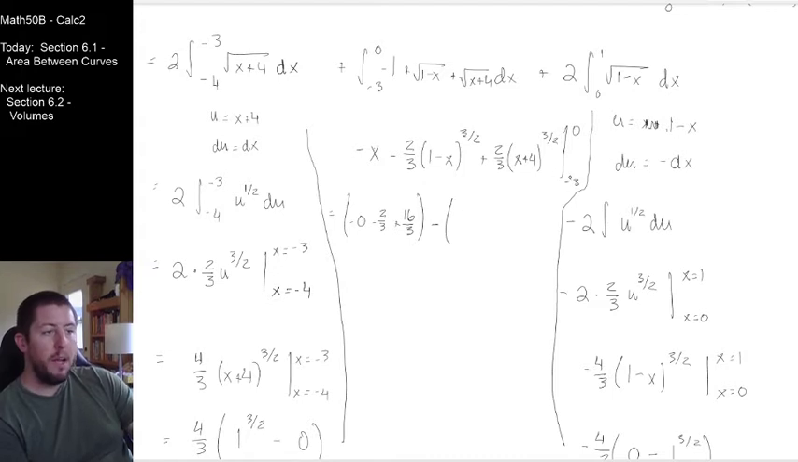Minus, I'm now going to plug in -3 into this. So plugging in -3, it looks like I'm getting a positive 3. It looks like I'm getting 4 to the 3 halves, which is 8. So that's a -16/3. And it looks like I'm going to be plugging in -3 here to get 1. So that'll just be the plus 2/3 for that right there. So I think I just got to do some fraction math right here.